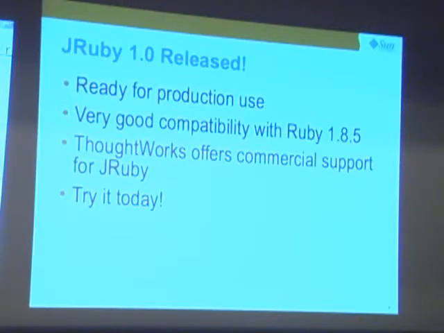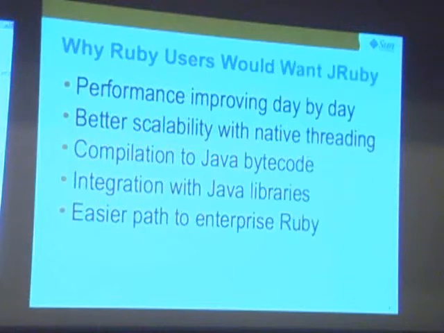And our big announcement today is that JRuby 1.0 is released. We feel it's ready for production use for Rails applications and general Ruby stuff. As we said, we think the compatibility is very good with Ruby 1.8.5. So good, in fact, that ThoughtWorks is offering production support for JRuby. Please download it and try it today. And now to Charlie.